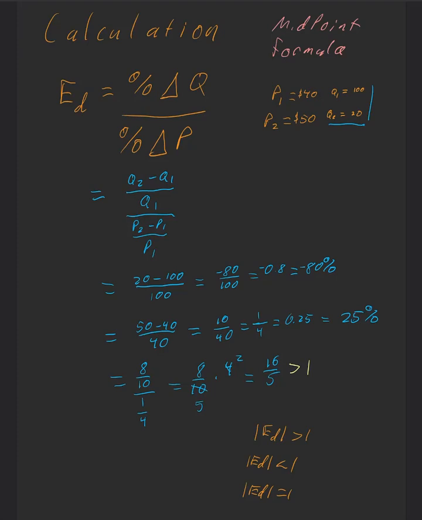If your absolute value, remember, because this number is going to be negative, right? Going back there, bear with me. If the absolute value of this thing is greater than 1, that's what we call elastic. So the percentage response in quantity is greater than the change in price. If it's less than 1, it's what we call inelastic. If it's equal to 1, it's what we call unit elastic. So a 1-to-1 response. Okay.